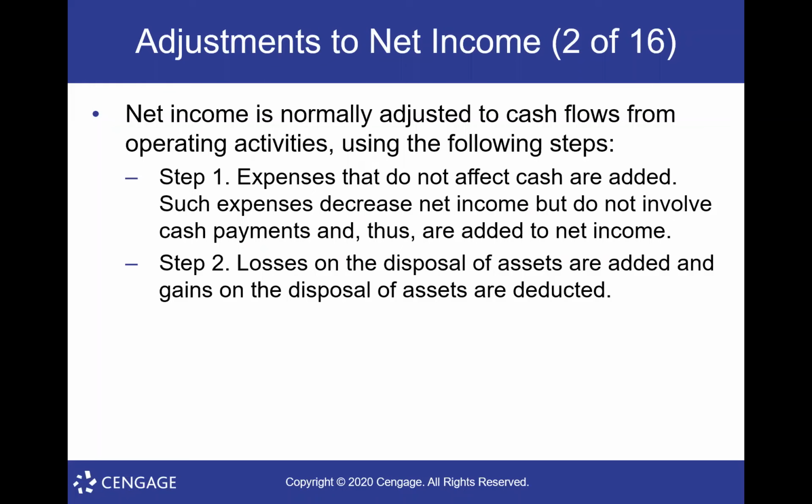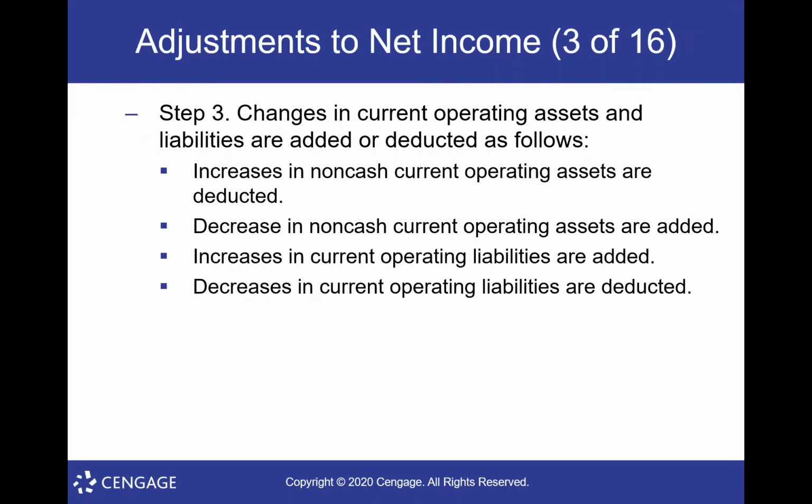Step two, losses on disposal of assets are added. Gains on the disposal of assets are deducted. Why? It's not that they're not important, it's that they're not operating activities. We're going to handle them down in the other section. So we're just going to pull them out of there by adding them back in a loss or subtracting out a gain. And then step three, the adjustments for changes in current operating assets and liabilities. Again, assets opposite, liabilities the same.